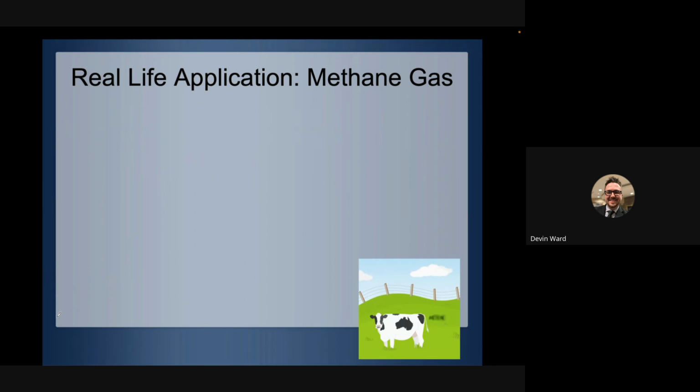So methane gas. Methane gas is one of our greenhouse gases, and a lot of it comes from, how can I put this delicately, the farts from cows. So we have large herds of cows that we use to create beef that we consume. But while the cows are being raised, they eat and they pass a lot of gas, and that gas is methane.